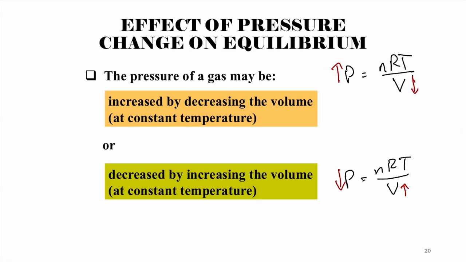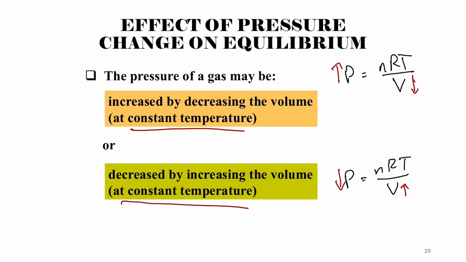Right? So we're just analyzing for a constant number of moles, R is constant, and the same temperature, right? We're not changing the temperature. And that's why we have to say at constant temperature for each of these, because temperature will end up shifting the equilibrium as well.